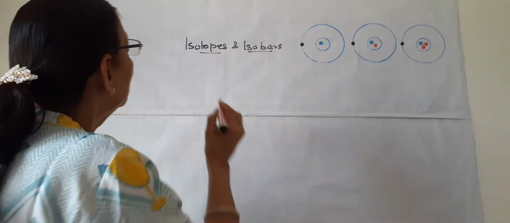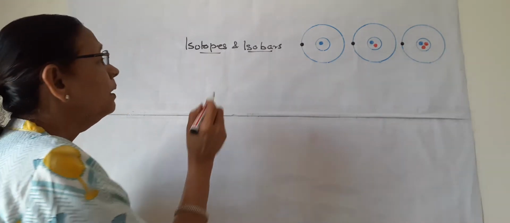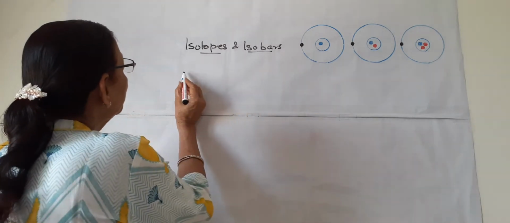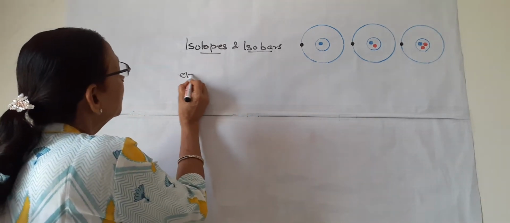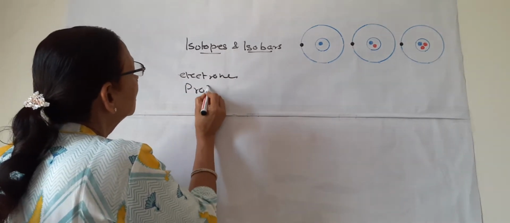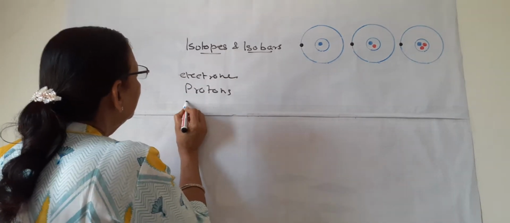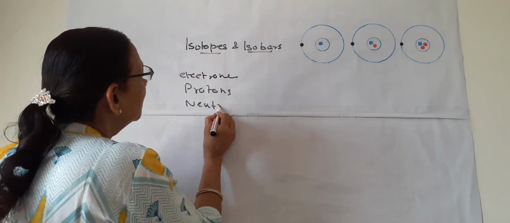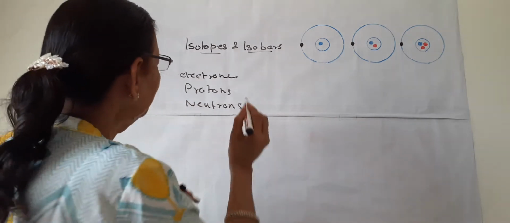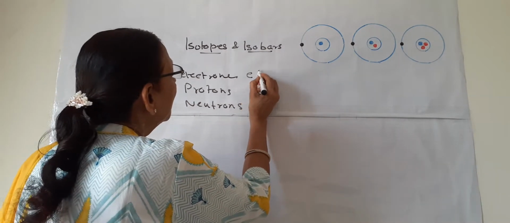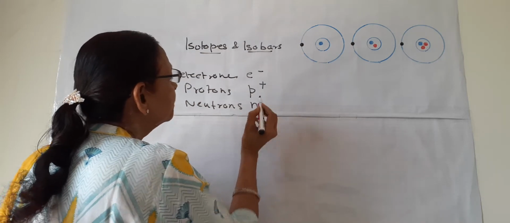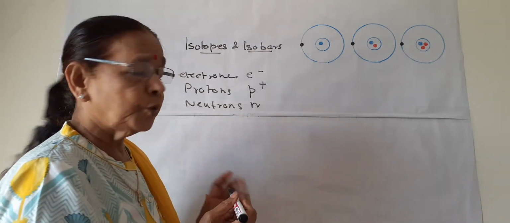First of all, I want to recall subatomic particles of atoms. All of us know they are electrons, protons and neutrons. These are three subatomic particles of atom. Electrons (e) are negatively charged, protons (p) positively charged and neutrons (n) have no charge.